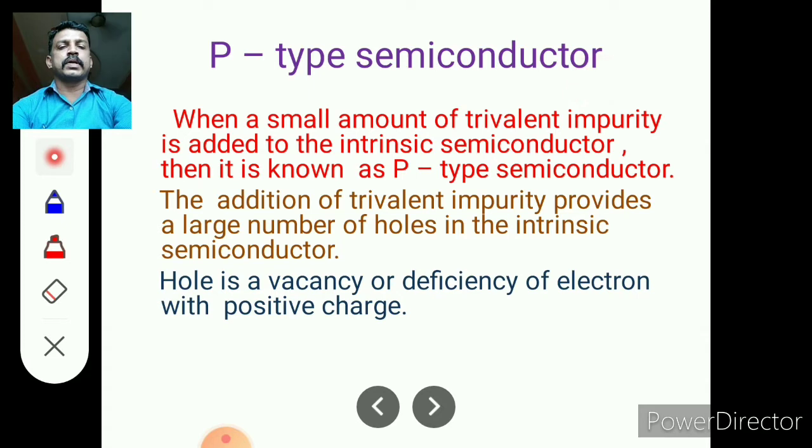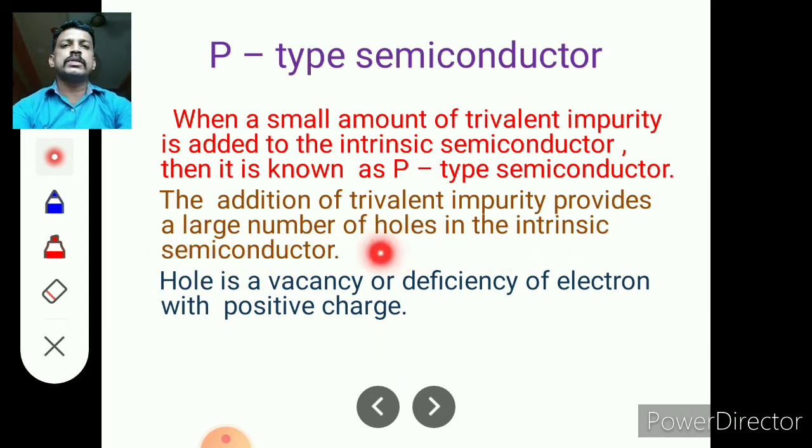P-type semiconductor. When a small amount of trivalent impurity is added to the intrinsic semiconductor. As we know, boron is a trivalent impurity because in the outermost orbit there are only 3 electrons. If such a trivalent impurity is added to the intrinsic, meaning pure, semiconductor, then it is known as p-type semiconductor. The addition of trivalent impurity provides a large number of holes in the intrinsic semiconductor.